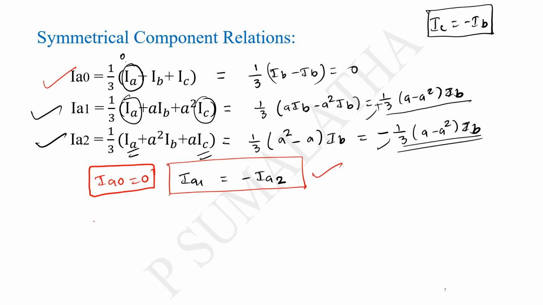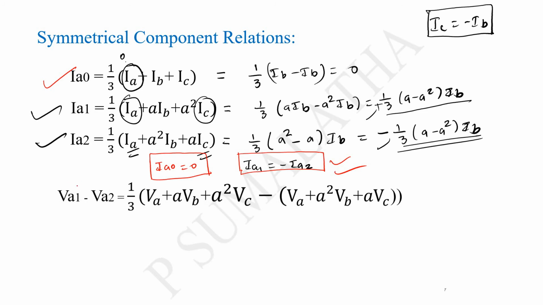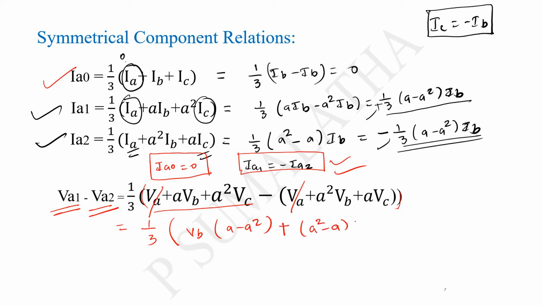Now we should get the relation between the voltages. Which voltages should we find out? We should get the relation between the voltages of the positive sequence and the negative sequence. For that, let us take the condition Va1 minus Va2 is equal to 1 by 3 into Va1, which we know is Va plus A Vb plus A square Vc, and Va2, which is 1 by 3 times (Va plus A square Vb plus A Vc). I have taken 1 by 3 common from both the terms. Now if you simplify this equation, Va and minus Va get cancelled, and if you take Vb common, this will become (A minus A square) plus (A square minus A) into Vc.